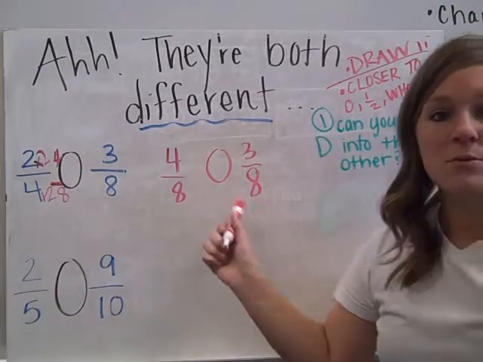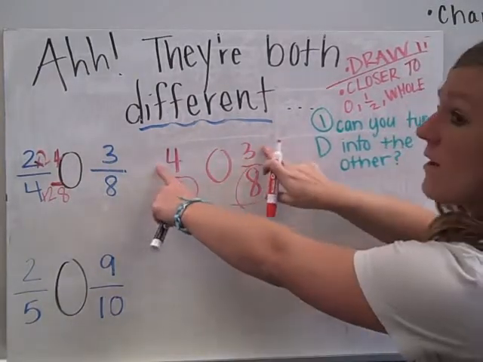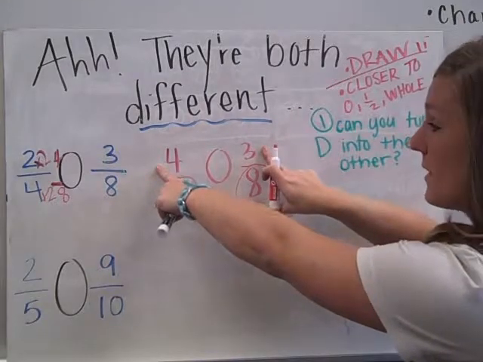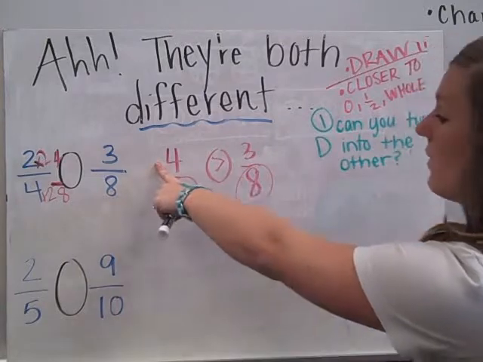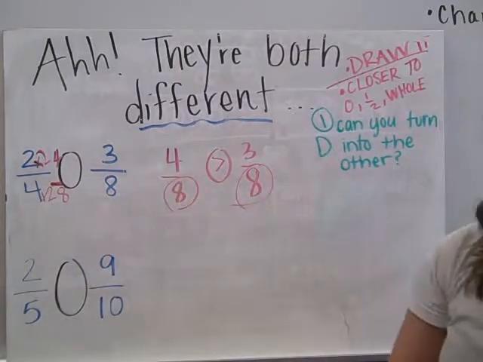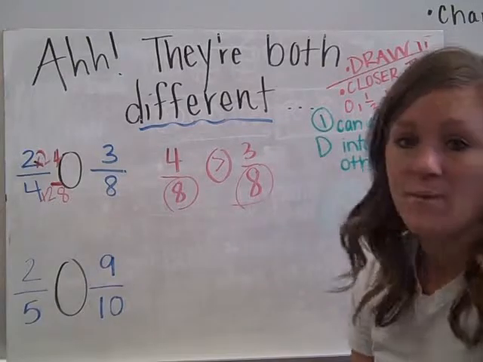And if you remember the rule we just said, when these are the same, all I have to do is compare the value of these numbers. And I know that 4 is more than 3. So 4/8 is greater than 3/8. Okay? Let's do the same thing down here.